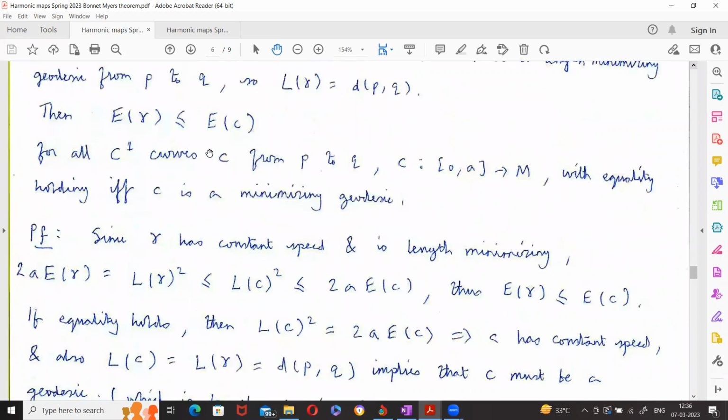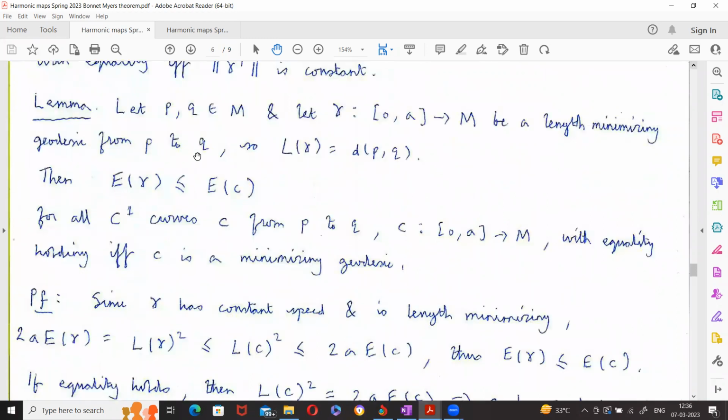What this is showing is that if I take a length minimizing geodesic from P to Q, then it has minimum energy amongst all curves from P to Q. And if I take any curve C from P to Q whose energy is equal to the energy of gamma, that means the energy is equal to the minimum energy. So if it is a minimizer of the energy amongst curves from P to Q, then it has to be a length minimizing geodesic, right? That's what we're showing. Is that clear?